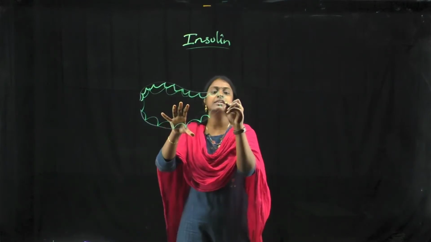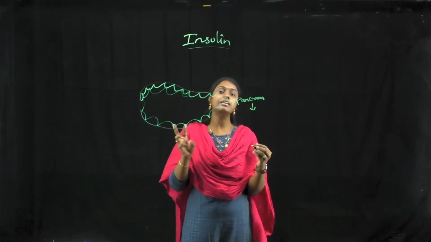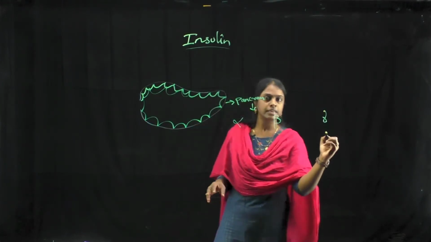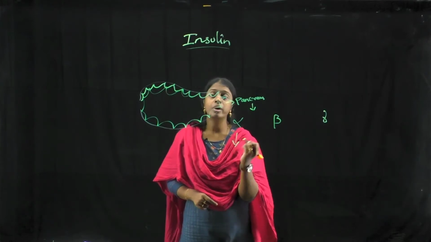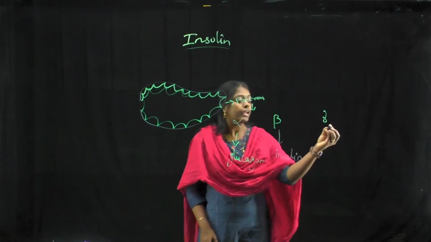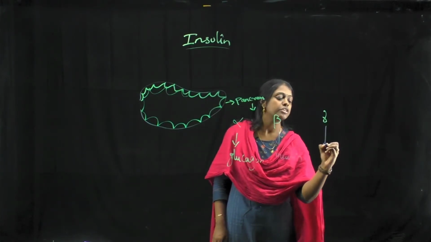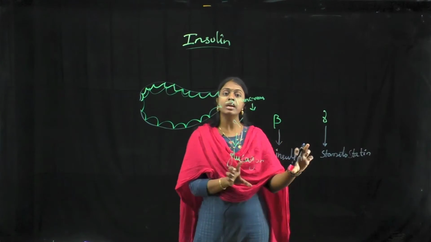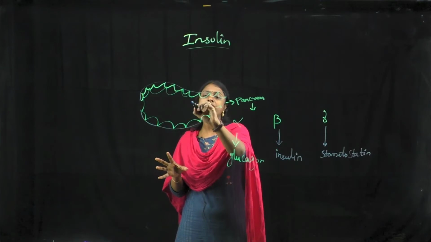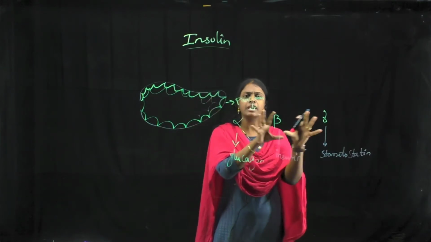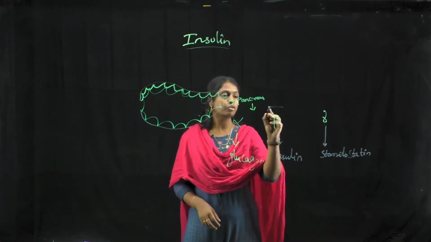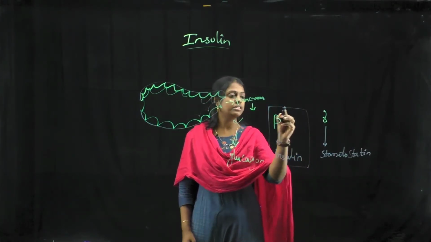This is the pancreas. It consists of three types of cells: alpha, beta, and delta. Alpha cells release glucagon, beta cells release insulin, and delta cells release somatostatin. So these are the three hormones which are released from the pancreas. Today let's talk about the beta cells which release insulin.